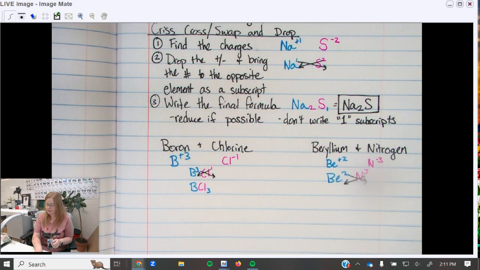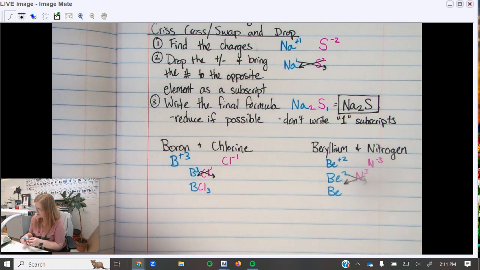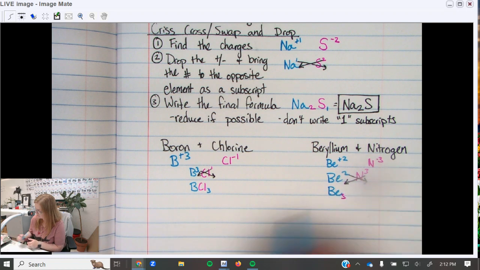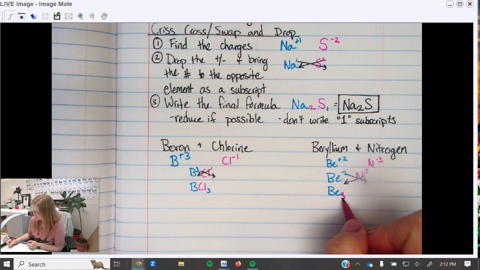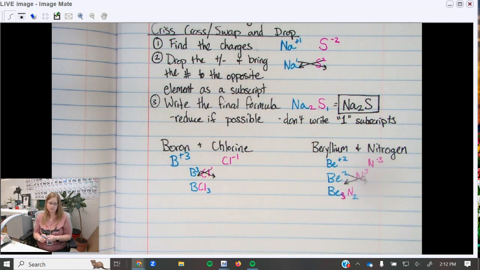And I end up with Be3. Nope, I want to stay with pink. And N2.